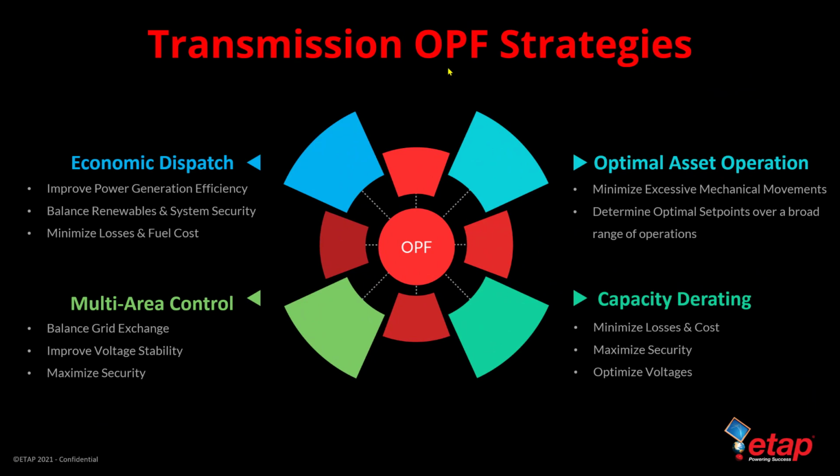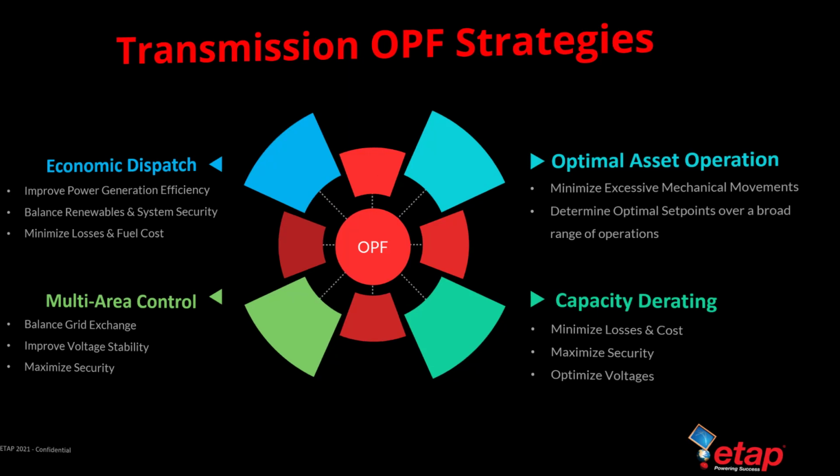When it comes to applying OPF to power transmission or utility transmission systems, the strategies are very similar to industrial systems once again. So that includes capacity derating, especially for overhead lines, and optimal asset operation, so minimization of control of various mechanical components. Economic dispatch is a very strong driver for transmission, where we are balancing losses and fuel cost to achieve an optimal economy of the power transmission operation. And we're doing this through a multi-area control. So that basically differentiates the transmission OPF strategies from the industrial OPF strategy.